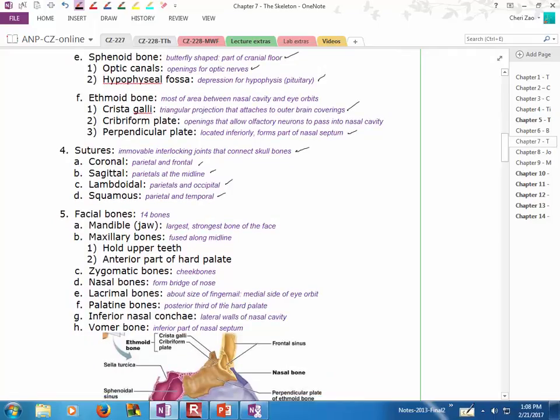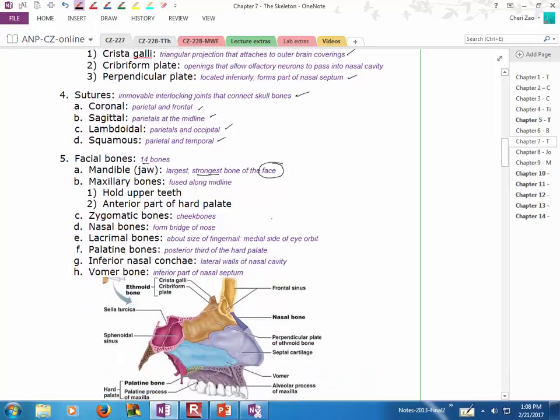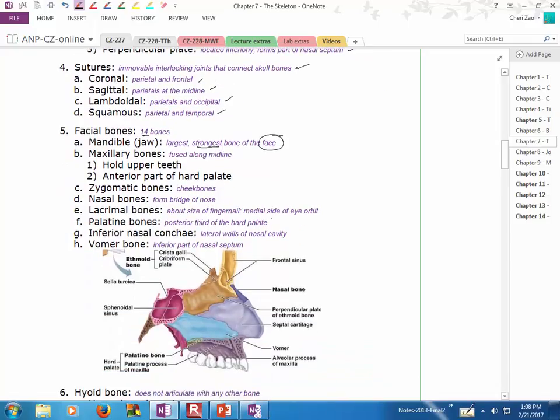Advancing to our facial bones, again, there are 14 of those, and we have a few that are singular. The mandible is one, and we refer to the mandible as the jaw, and it is indeed the largest and strongest bone of the face. So keep that in mind, that we're now actually referring to bones of the face. It does hold teeth, so do the maxillary bones, and the maxillary bones hold the upper teeth where the mandible holds the lower teeth.